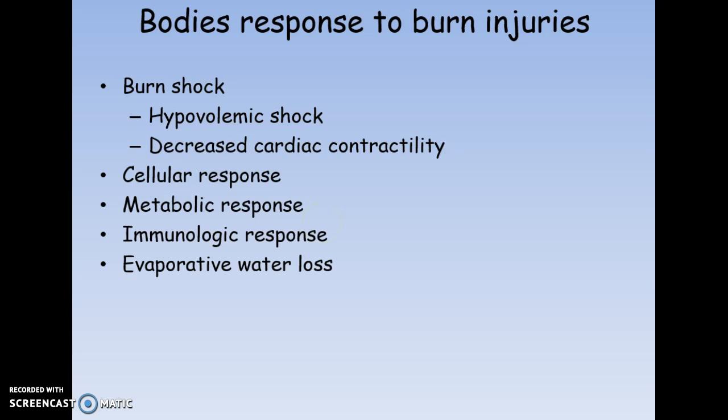Your discussion forum for this week looks at these cellular responses, metabolic responses, immunological responses, and the effect of evaporative water loss on all of these different responses. The cardiovascular response as well. So I'm not going to talk any more about that. You've got some more notes that you can read below this slide, quite a bit of it. Read through that before you actually do the discussion forum. And that will be the end of part 2.